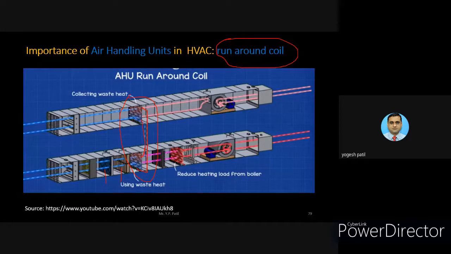But there are different laws and rules, so we cannot directly exhaust the warm air to the atmosphere, so this run around coil plays the role. And it adds this heat to the supply side of the AHU. This will reduce the heating demand on the heating coil when the outside air temperature is below the supply set point. If the outside air temperature is below the supply set point, then the air temperature will get increased with the help of this return air.